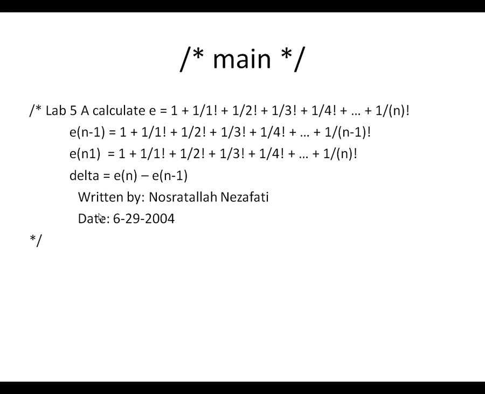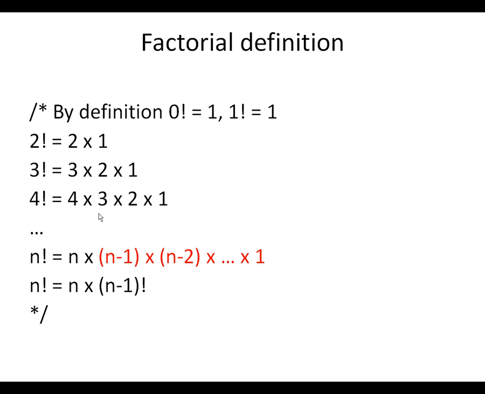Let's look at this E calculation. We're going to have, basically using the formula, E equals 1 plus 1 over 1 factorial all the way to 1 over n factorial. And you're going to have two E's. One is the old E, one is the new E, and the difference would be what you want to test for. By definition, factorial of 0 is 1, and factorial of 1 is 1.